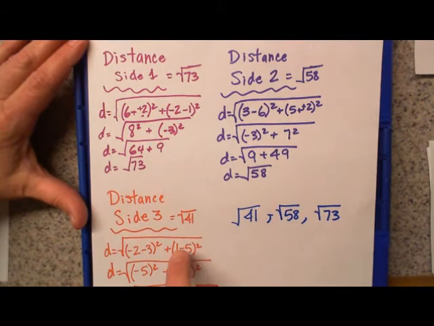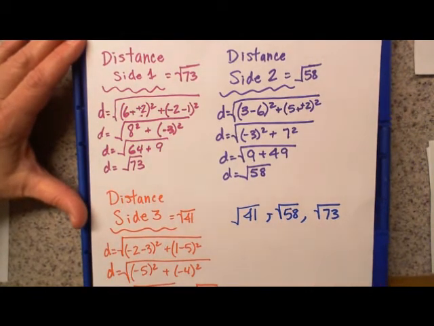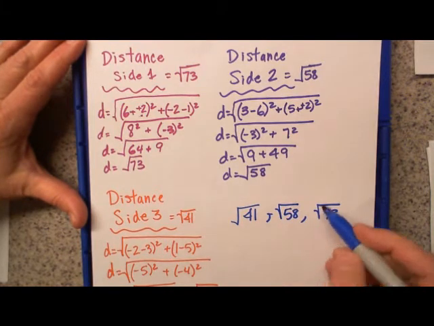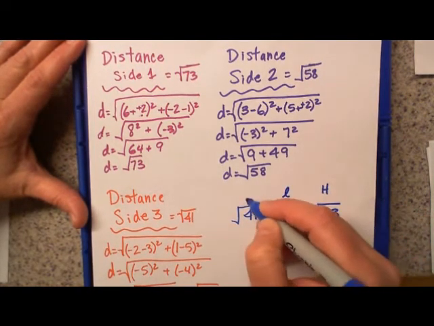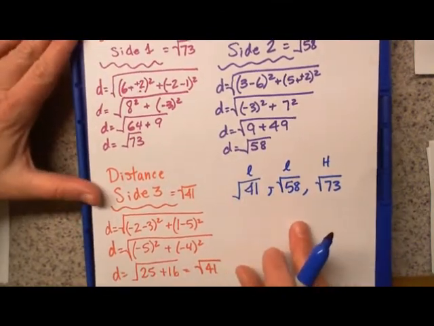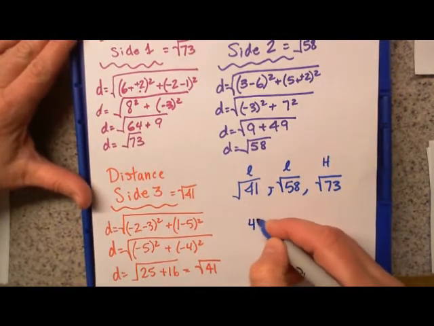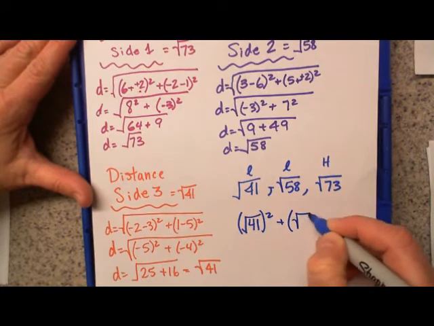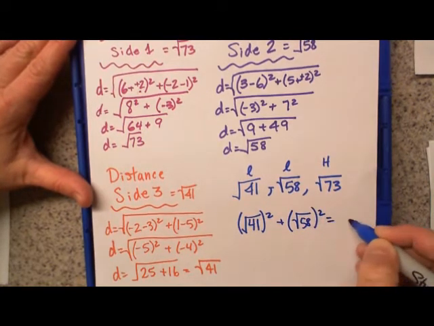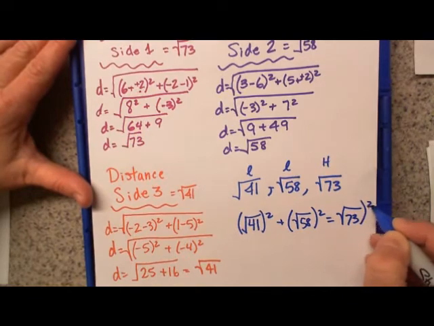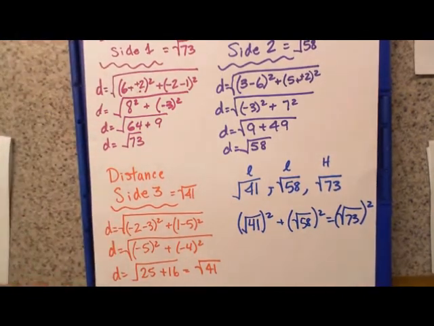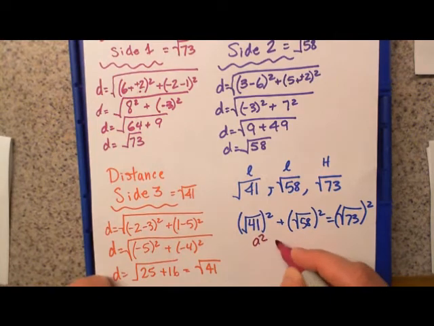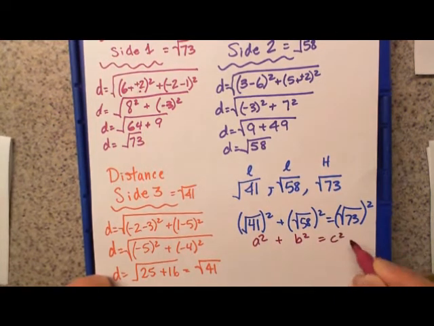So what I have now are the three distances, side 1, side 2, and side 3. And I've put them in order here from shortest to longest. And we know if we were going to test this out, we'd use the longest side as the hypotenuse. So this is the one we're going to suppose is the hypotenuse, and we'll suppose these two are legs. So using what we know about the converse of the Pythagorean theorem, we would say the square root of 41 squared plus the square root of 58 squared equals the square root of 73 squared. Keep in mind, this is all in the form of a squared plus b squared equals c squared.